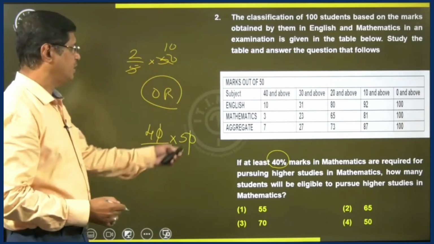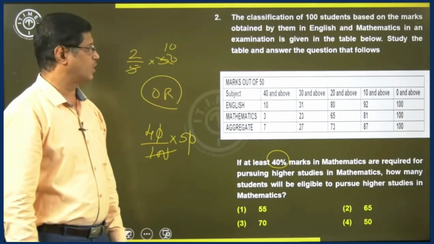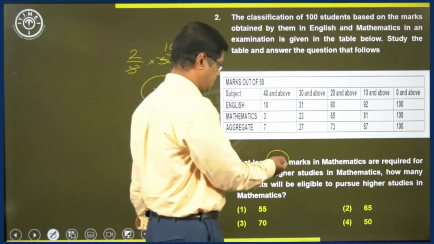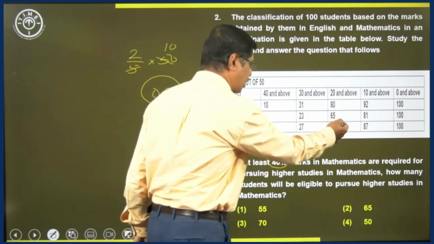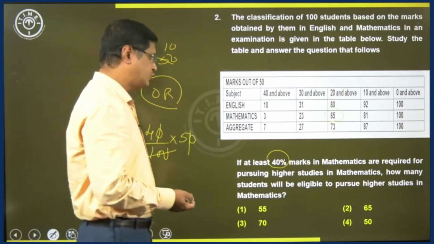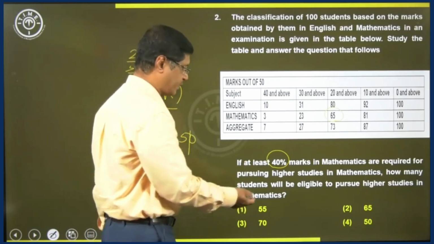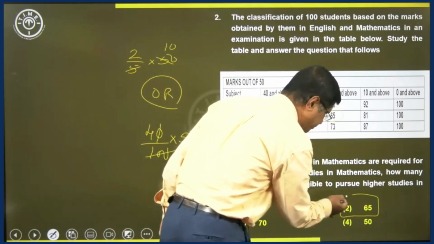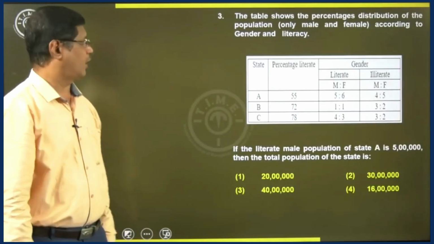So what is the discussion here? How many students here got 20 or more? At least 20 means 20 or above. At least 40% means 20 or above. 20 or above in mathematics, how many are there? 65. These people are eligible to pursue higher education in mathematics. So, what is the option here? Option 2. The second choice is the correct answer. Now, look at the third example.